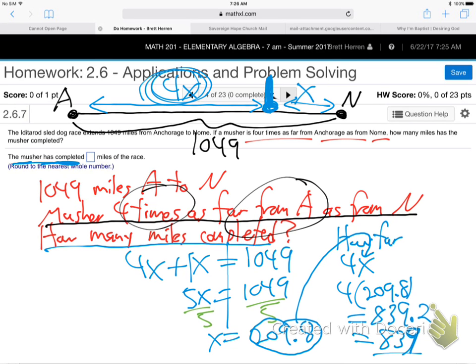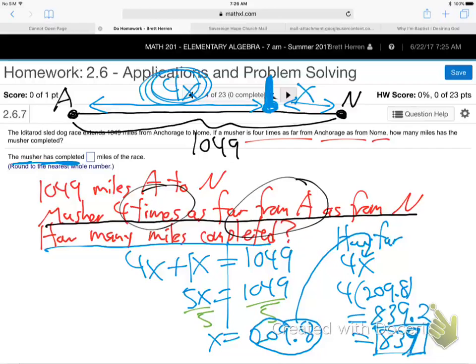And there we go. Is that good? Making sense on that? Kind of like the pipe problem. So watch out when you're done with the word problem. X is not always your answer, right? Sometimes it is, sometimes it's not. Just depends on the word problem. How do you know? You just got to look at what they're asking for. How many miles completed? That's 4x. So just plug that in.